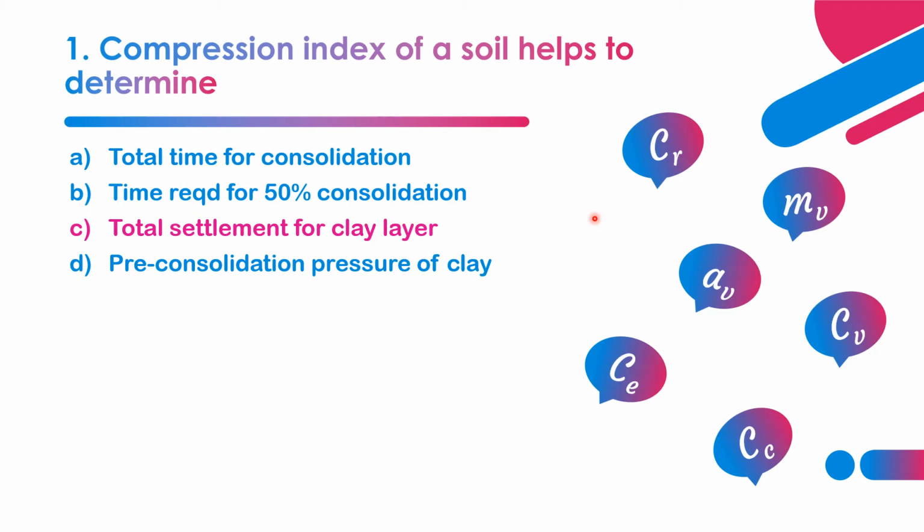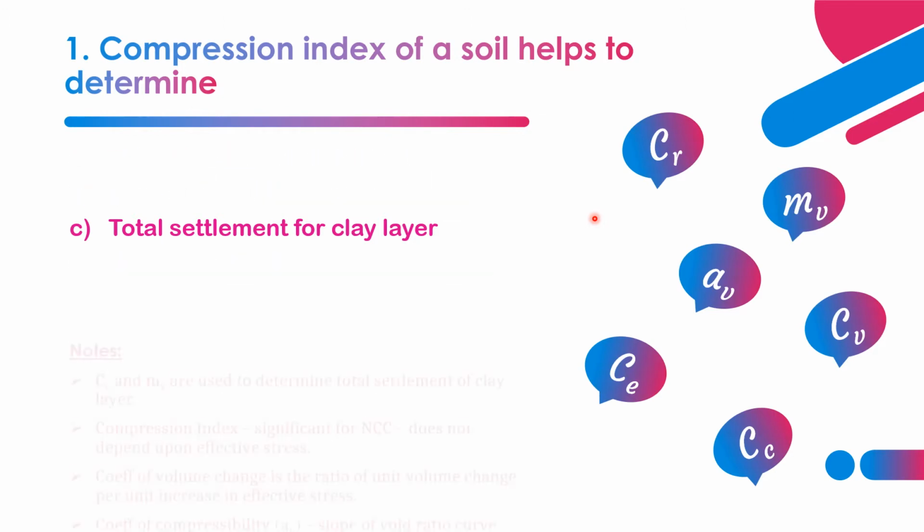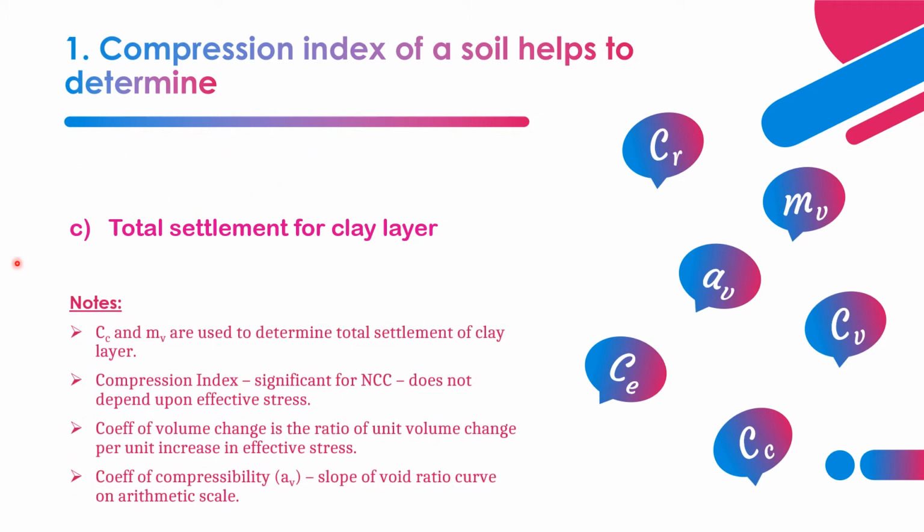Now let's see other parameters that are discussed in consolidation chapter. Cc and mv are used to determine total settlement of clay layer. What is mv? It's the coefficient of volume change. What is Cc? Compression index. Compression index is significant for NCC, that is, non-consolidated clay. Sorry, normally consolidated clay. For that Cc is significant, and Cc does not depend upon effective stress, because we consider only the difference between the stress values. So it does not depend on effective stress.